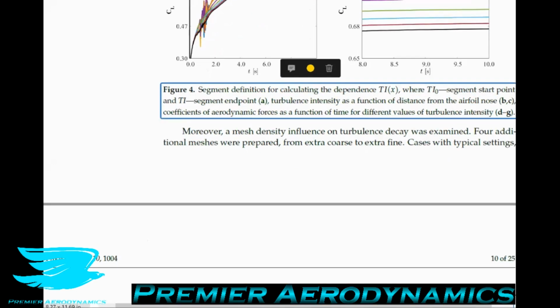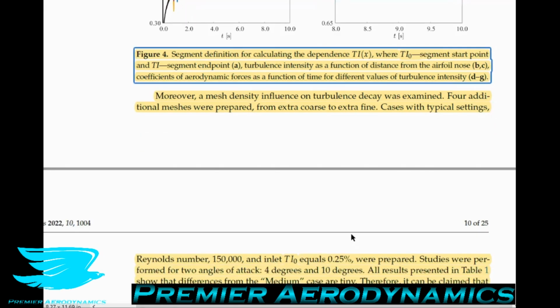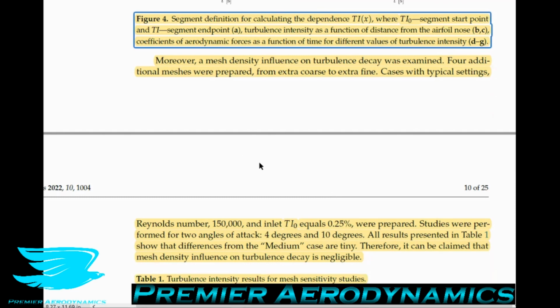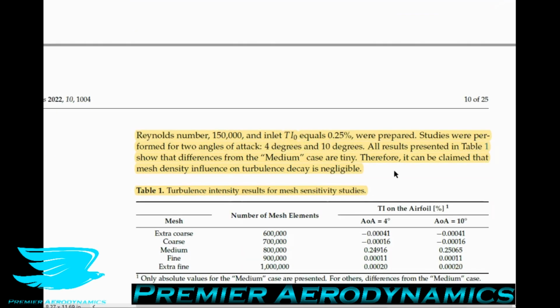Moreover, a mesh density influence on the turbulence decay was examined. So in other words, how does the mesh density affect the turbulence decay? 4 additional meshes were prepared from an extra coarse to an extra fine mesh. Cases with the typical settings of Reynolds numbers of 150,000 and inlet turbulence density levels of 0.25% were prepared. Studies were performed for 2 angles of attack, 4 degrees and 10 degrees.